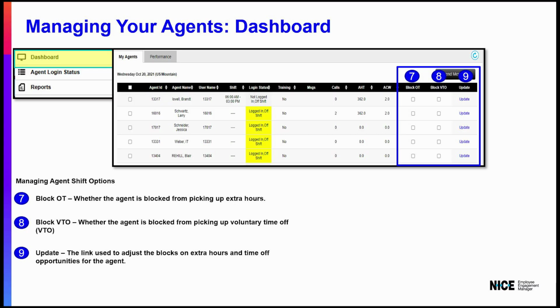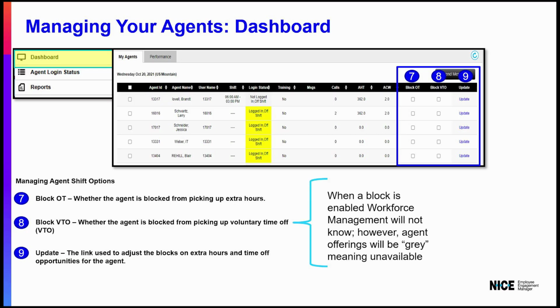This link is used to adjust the blocks on both extra hours and time off opportunities that the agent would see within their self-service menu option. It is important to note that when a block is enabled, workforce management will not know. However, agent offerings will be gray, meaning that it is unavailable for them to accept either a time off or an extra hours opportunity.